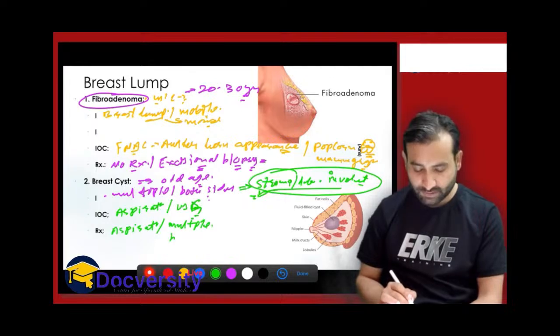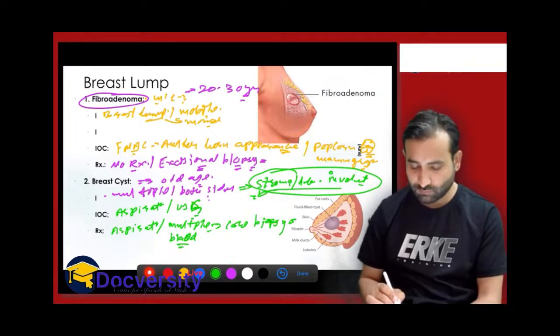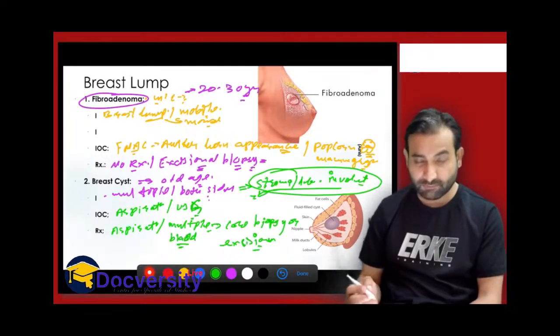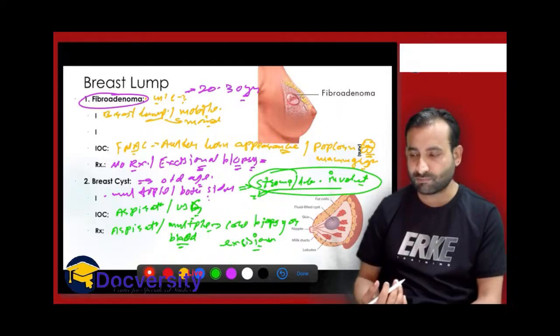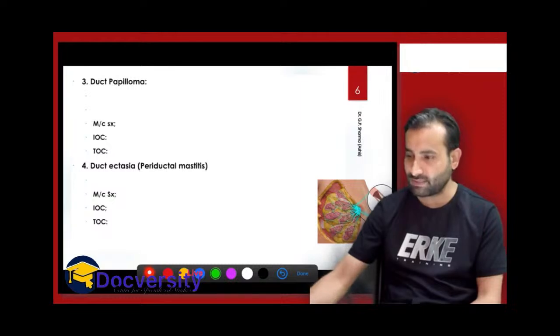is multiple cyst or there is blood staining during the aspiration, then you have to go for what? The core biopsy or excision. You should go for core biopsy or excision, right? So if you have the blood stain or multiple cyst, go for the core biopsy or excision. Otherwise you can go for what? Simply the aspiration of the fluid from the cyst, right?